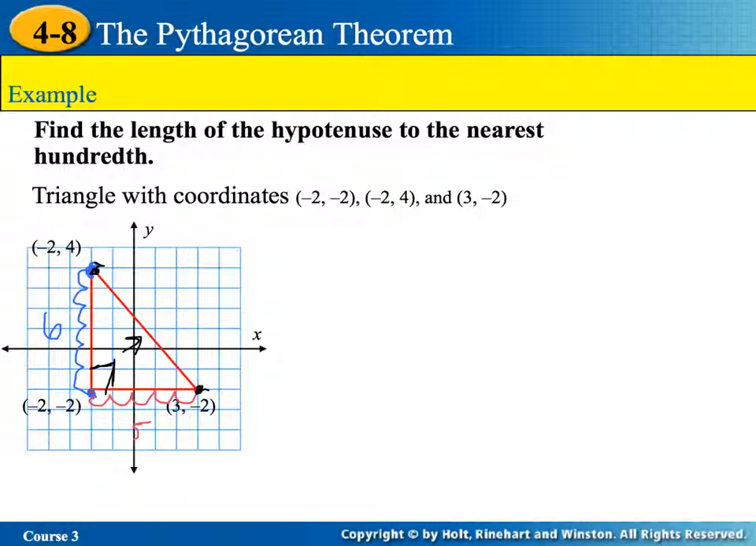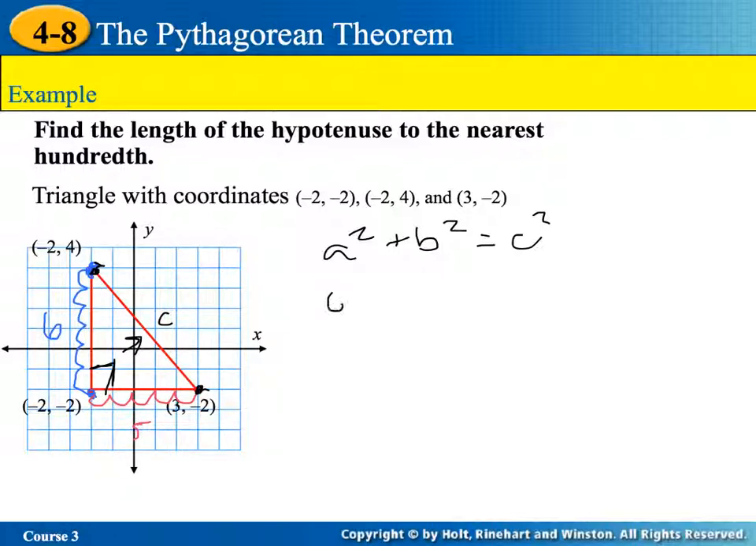Okay, so how do I figure out my hypotenuse? Well, if that's my C, I plug into a squared plus b squared equals c squared. I plug in my legs and my hypotenuse. All right, so if you haven't gotten this far, I want you to pause and go. All right, here we go.